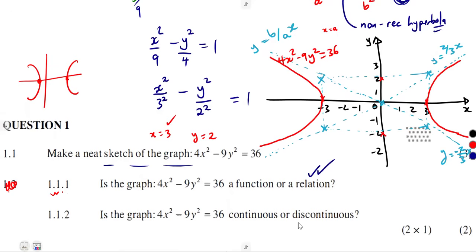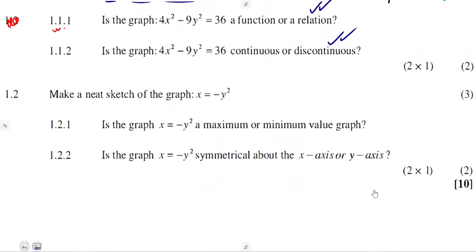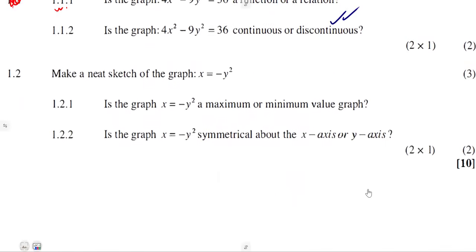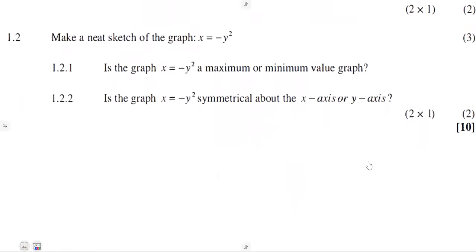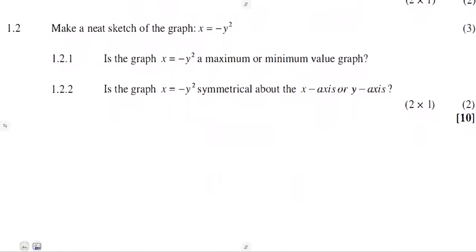Is this graph continuous or discontinuous? There is a piece here, another one drawn there. In drawing of this piece, you have to lift the pencil in order for you to draw another piece. So it is what? Discontinuous. Okay, so that one was straightforward. Make a neat sketch of x is equal to minus y squared for 3 marks a sketch.